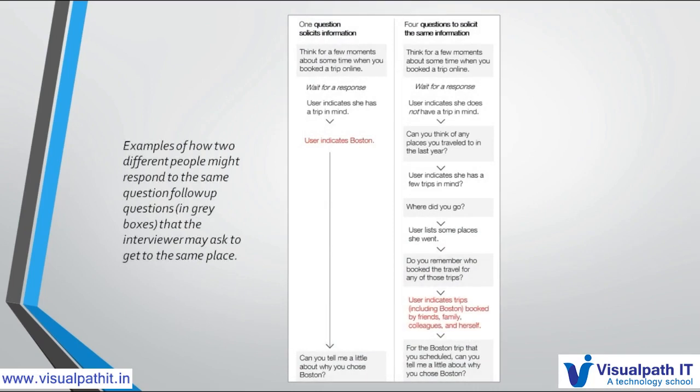Here is an example of how two different people might respond to the same question and follow-up questions. In the gray boxes are the questions the interviewer may ask to get to the same place. In the first column, one question solicits the information. In the second column, it takes four questions to get the same information.